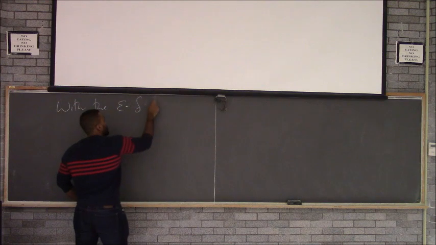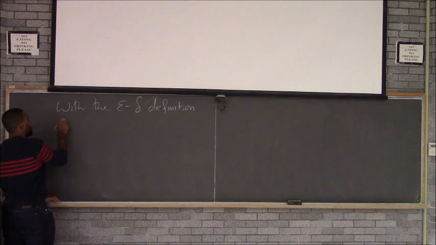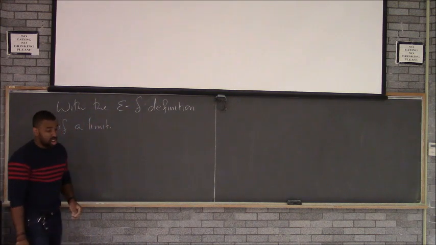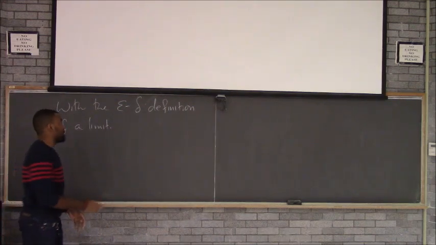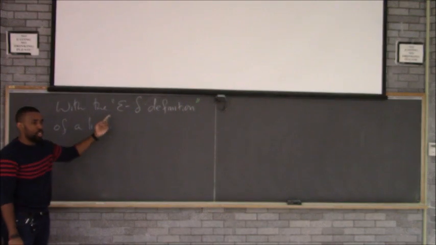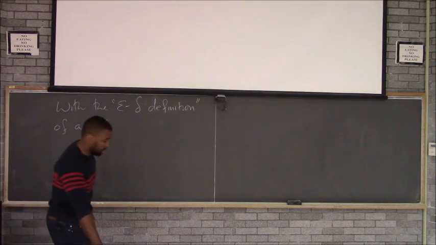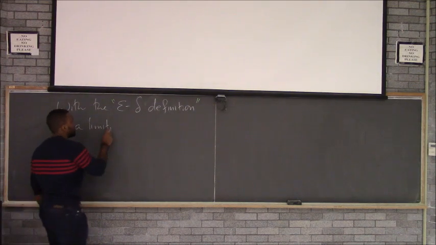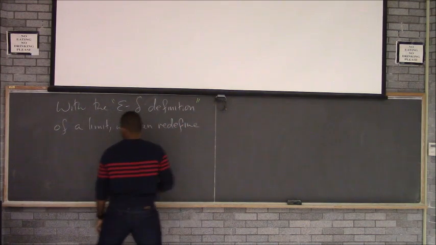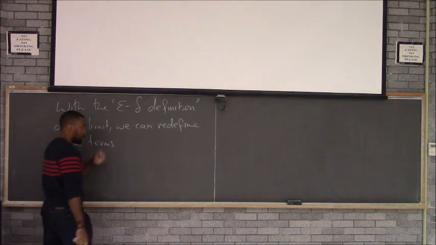With the epsilon delta definition of the limit, so that's what is often called the precise definition of the limit. Sometimes people might refer to it as the epsilon delta definition. Once you see that mentioned, you know they want you to do kind of like what I was doing before, instead of the short calculation. We can redefine some terms.